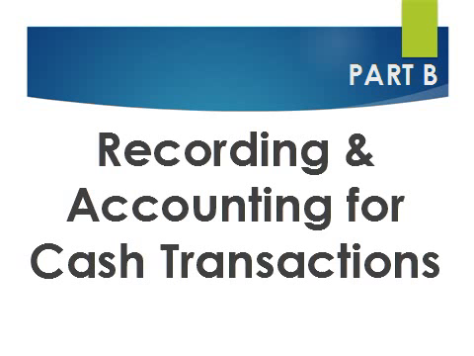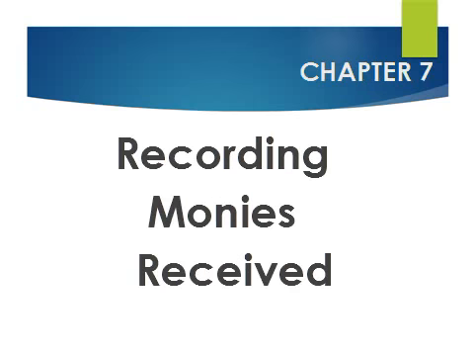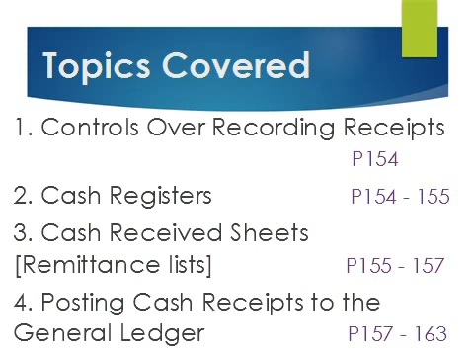FA1 Part B. Recording and Accounting for Cash Transactions. Chapter 7. Recording Monies Received. The topics that this presentation will cover are: 1. Controls over recording receipts. 2. Cash registers. 3. Cash received sheets, remittance lists. 4. Posting cash receipts to the general ledger.